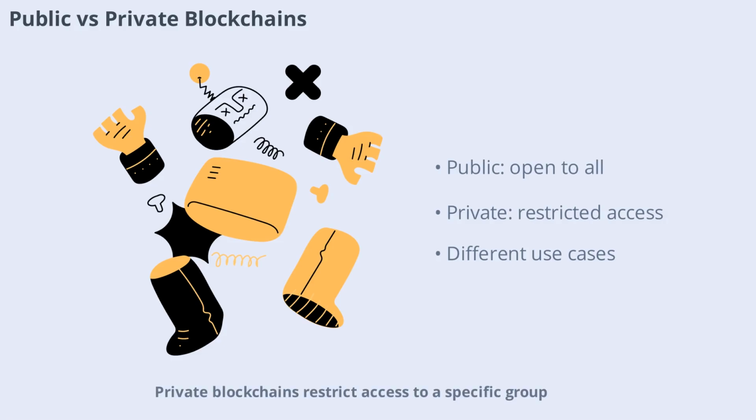Private blockchains restrict access to a specific group, offering more control and privacy. Each type has its advantages depending on the use case. Understanding the difference helps organizations choose the right blockchain for their needs.